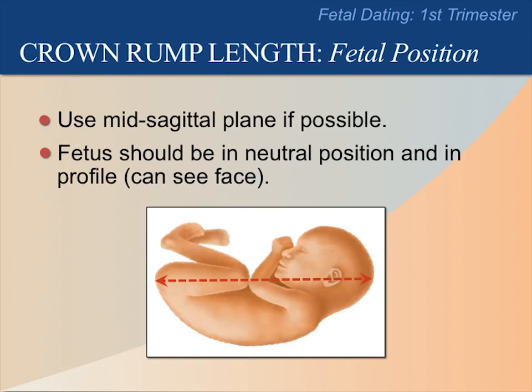To measure the crown rump length correctly, the fetus must be in the correct position. Usually, the mid-sagittal plane will give us the best view. First, the fetus must be lying in a neutral position. This means not bent or flexed, and not with an arched or extended back.